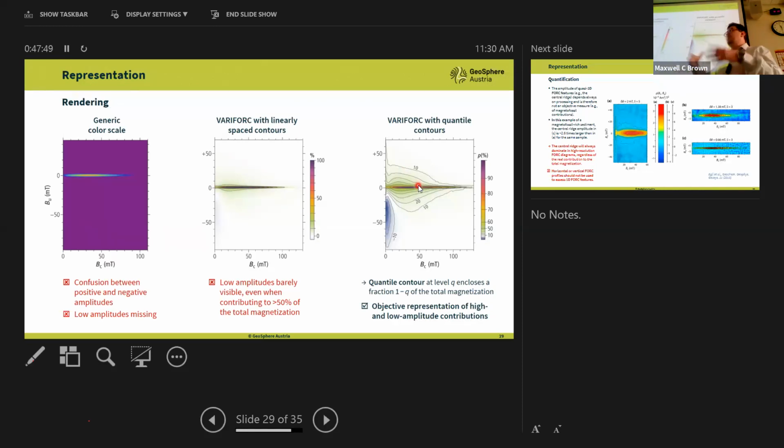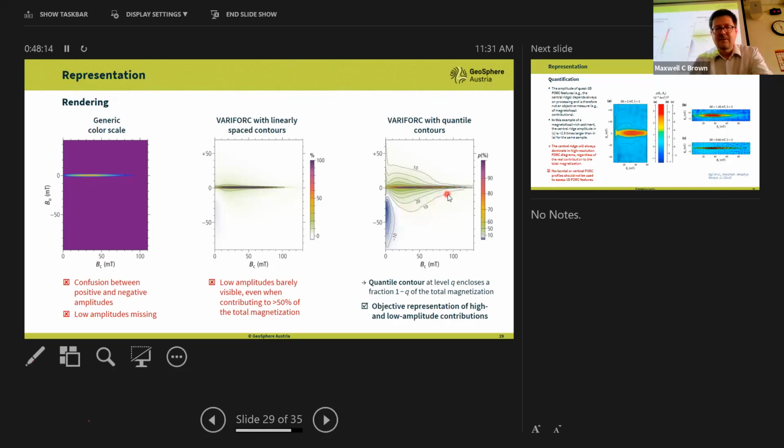So you can make your FORC diagram appear completely different. This is the same color scale. You see the difference. The only way, in my opinion, to go to an objective representation of the FORC function is to use quantile contours. These are the particular type of contours which are represented here. Let's take the contour which is labeled by 10. This is the 10 quantile contour.